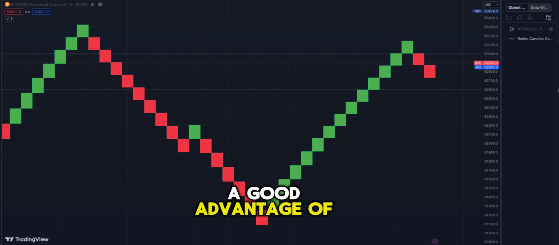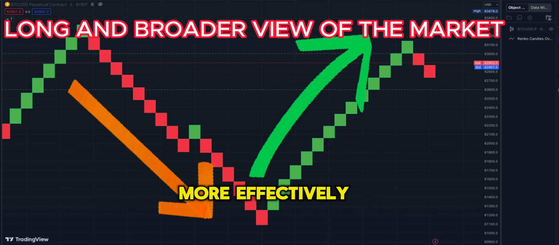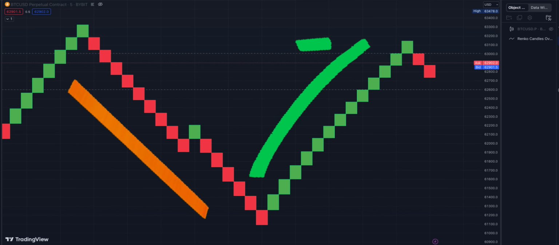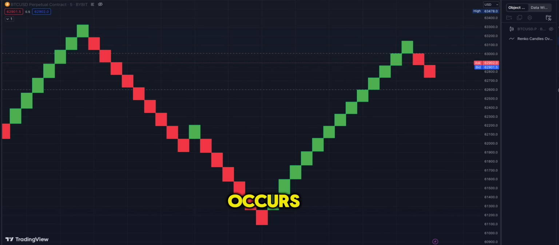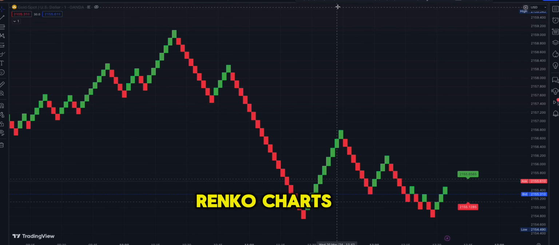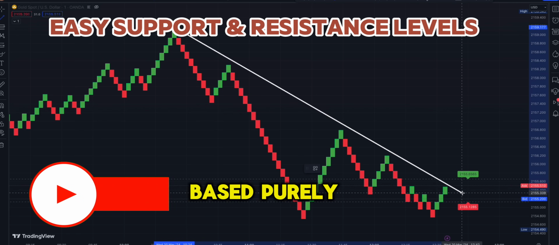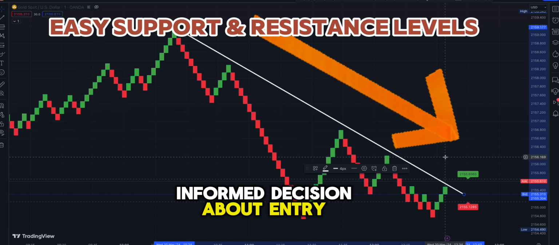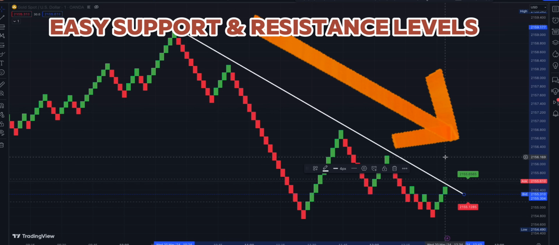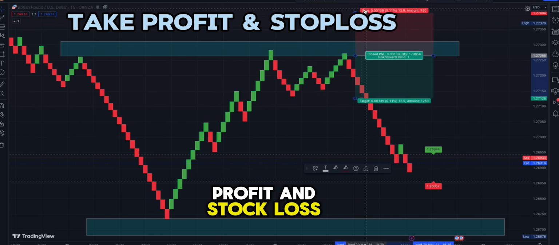The good advantage of using renko chart is that it provides long and broader view of the market, which gives emphasis on price trend more effectively than the traditional chart, as each brick is only plotted when a specific price movement occurs. Renko chart makes it easier to identify support and resistance levels, as these levels are based purely on price action, and these levels give traders informed decision about entry and exit points. This level also gives ideas on where to set their take profit and stop loss.